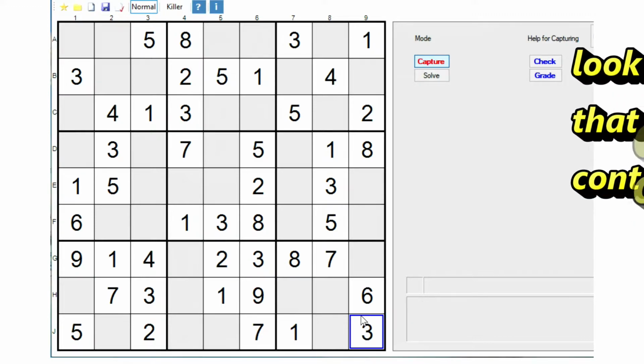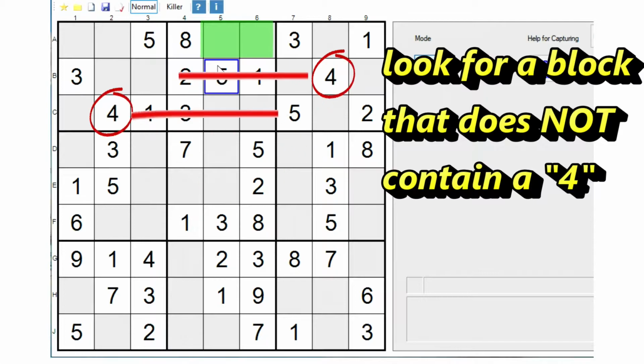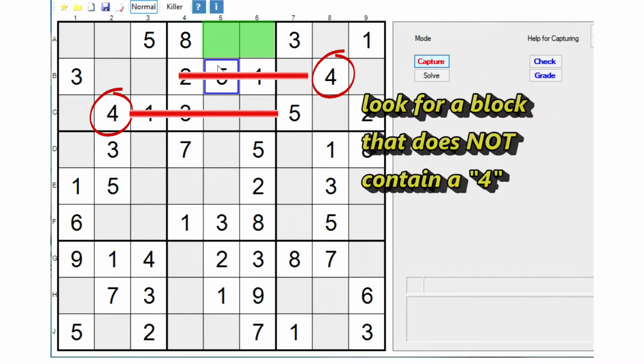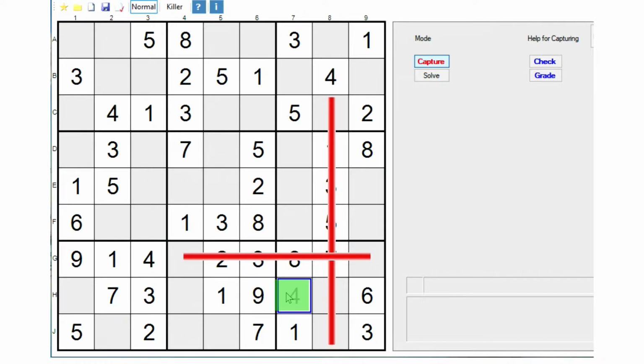On to the number 4, we see that block 2 needs a 4, but intersecting lines won't help us there until we find another 4. Let's look at block 9. We can use the 4 above and draw a line down, and then the 4 here in block 7 and draw a line across. And now we see that the only place a 4 can go is here.